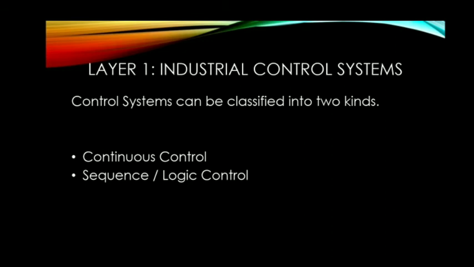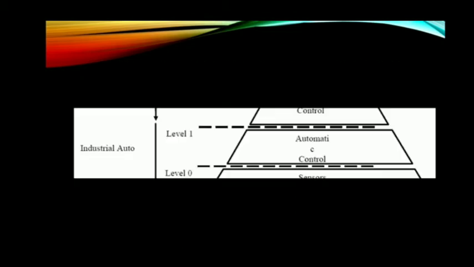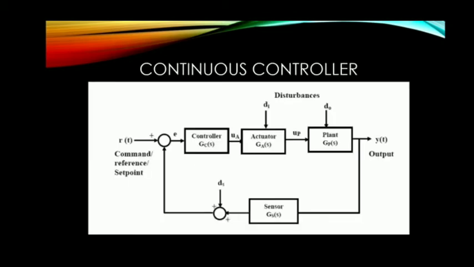Layer 1. Industrial Control Systems. Controllers are essentially, predominantly electronic, at times pneumatic or hydraulic, elements that accept command signals from human operators or supervisory systems, as well as feedback from the process sensors and produce or compute signals that are fed to the actuators. Control systems can be classified into two kinds. Continuous control and sequence or logic control. Continuous controller: this is also often termed as automatic control, process control, feedback control etc.